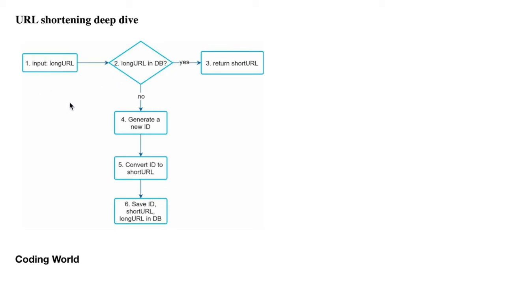Deep URL shortening. So as we discussed, first we will get a long URL. That long URL will be checked in a DB. If for that long URL we have a short URL, we will return that. If we don't have any tiny URL for that long URL, we will generate a unique ID.